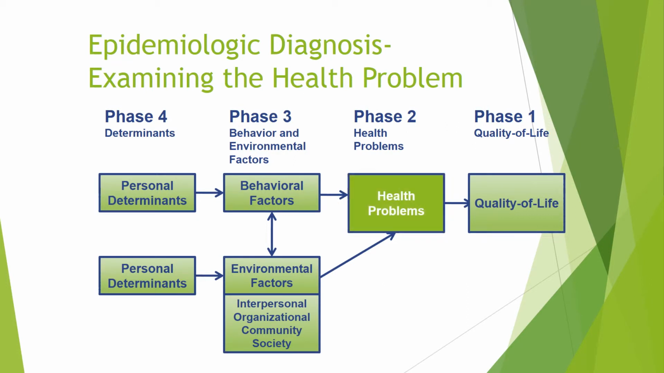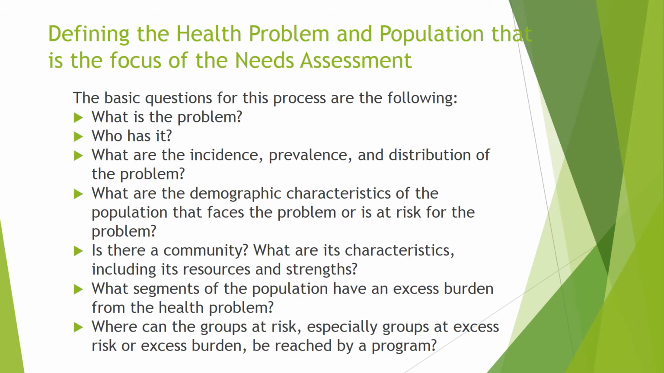So we start with quality of life, then we move on to health problems. That's called the epidemiologic diagnosis within the PRECEDE model, where we examine carefully the health problem that is affecting quality of life. How do we define the health problem and the population that is going to be the focus of the needs assessment? Here are some basic questions about what we would want to know to define the health problem. I won't read through all these.